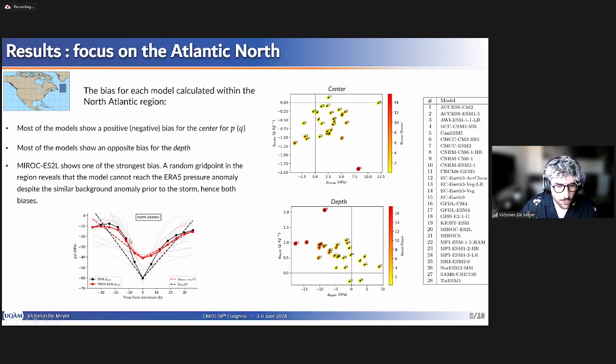And you can see on that random grid point that the model actually starts with the same background pressure before and after the storm as ERA5, but the pressure anomaly is pretty high when it comes to ERA5, but pretty low when it comes to the model. So it just showcases the fact that the two parameters are compensating each other. It comes from the fact that the models in that region struggle to reach the very high, strongest pressure anomaly of ERA5 in that region.